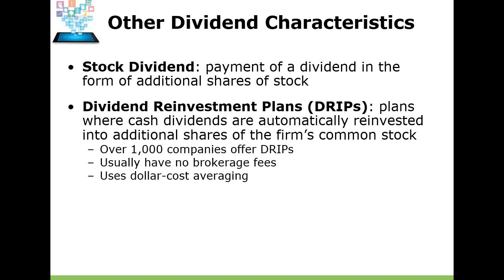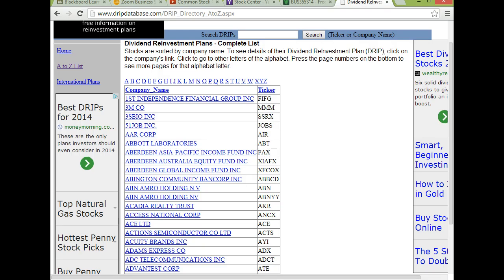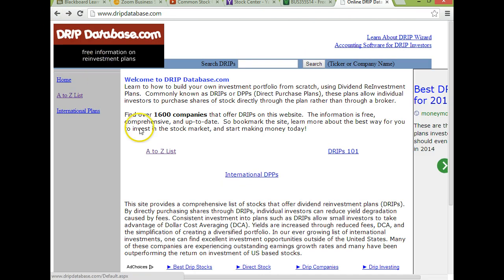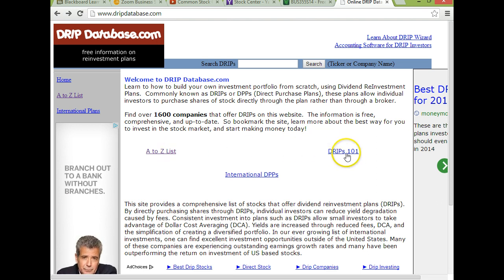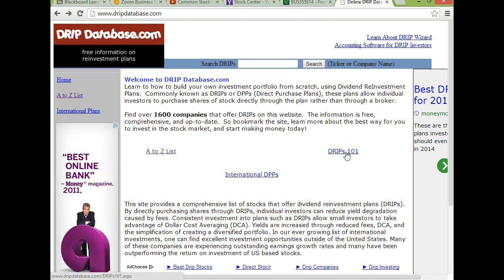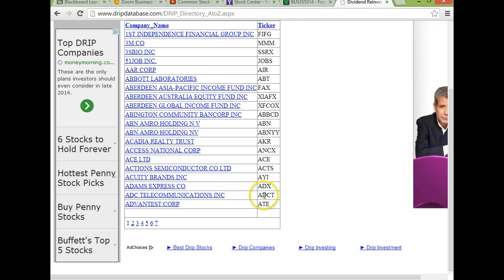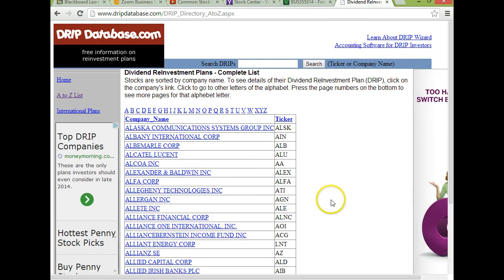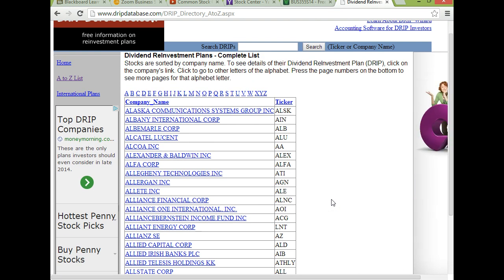Here it says over 1,000 companies. I think there's more like, from this website, which is just the DRIP database, the first page says they have over 1,600 companies on this site, and DRIPs 101 will give you some basic knowledge about the dividend reinvestment programs and a list of all the companies. Generally, most likely every company in the S&P 500 and the Dow 30 has a DRIP program, and many more companies outside of that as well. And they give you links to the dividend reinvestment plans of all these companies.